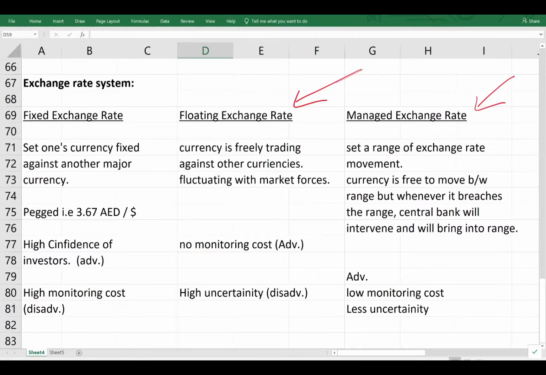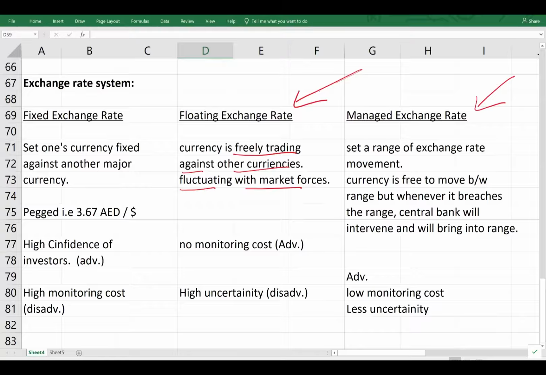Some economies don't want to play with the rate. Okay, let's leave it. And of course, the currency will fluctuate based on demand and supply. So the currency is freely trading against other currencies, fluctuating with market forces. So the government and the central bank do not need to monitor it. They do not need to spend any money on monitoring.